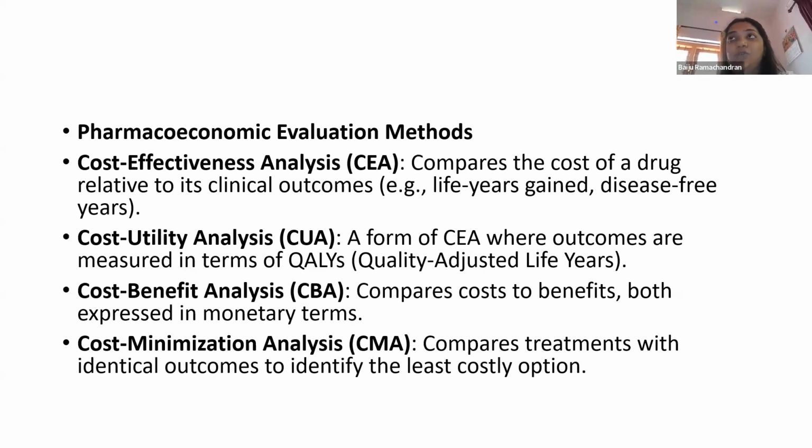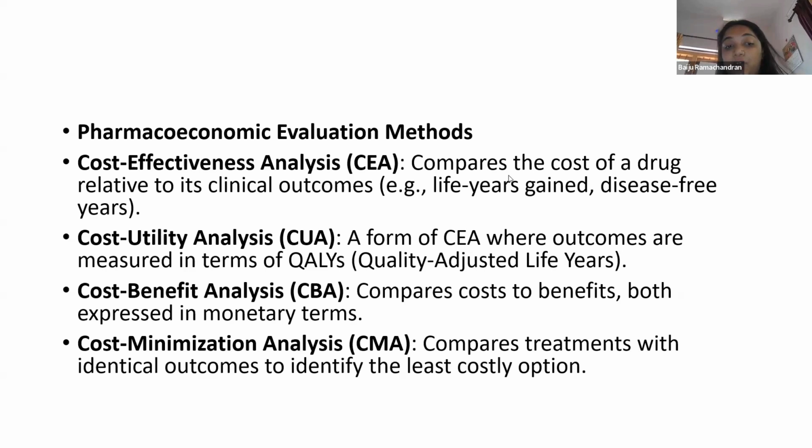The last one is cost minimization analysis. I will give an example. We know there are two kinds of medical stores, right? One is a generic store and the other is a brand store. If you buy medicine from the generic store, it will cost you less compared to the brand store. If I have a fever and need paracetamol, from the generic store I will get paracetamol for 10 rupees, and from the brand store I will get it for 100 rupees.